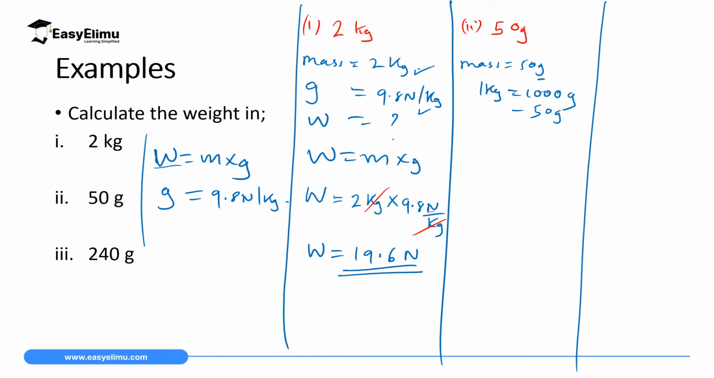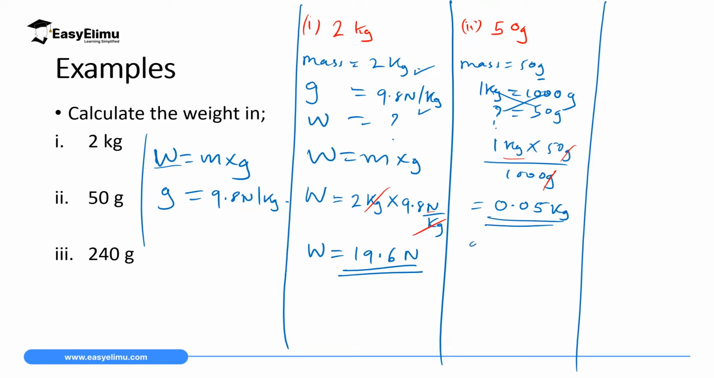Then now you have 50 grams. What will be the kilogram in 50 grams? Then you cross multiply, it will be 1 kg times 50 grams over 1000 grams. Gram will cancel with gram, then it means our answer will remain in kg. Then now our mass will be 0.05 kilograms.